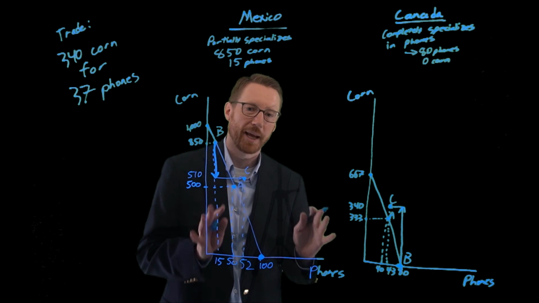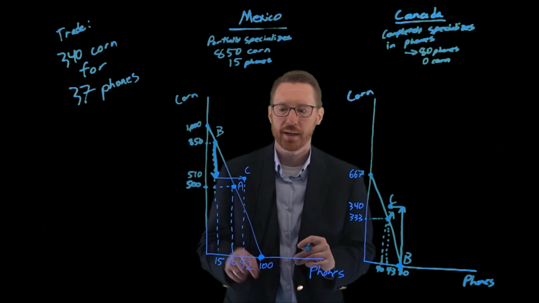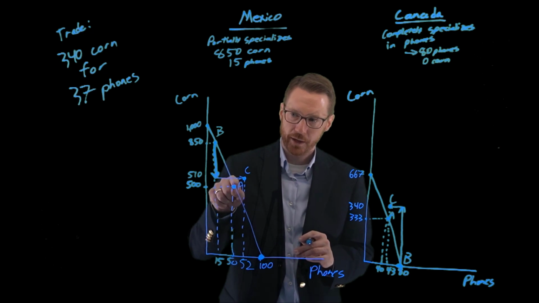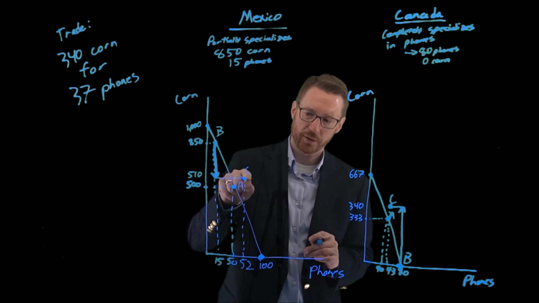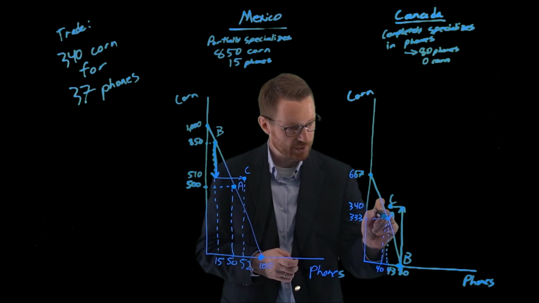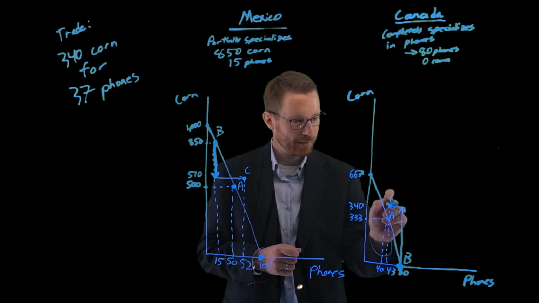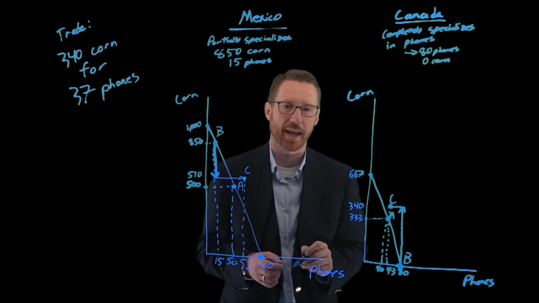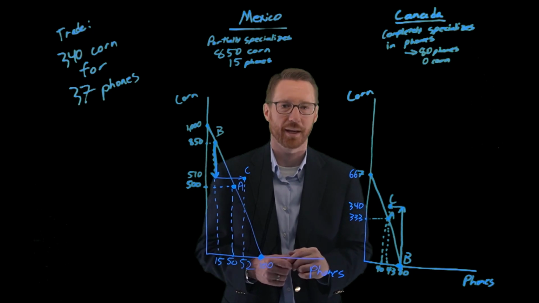Be careful to label each of your points. Work through it step by step. Where did they start out? Where do they specialize to? What do they trade away? And what do they get in return? Where did they start out? Where did they specialize to? What did they get? And what did they trade away to get it? With a little bit of practice, I think you'll get the hang of it.